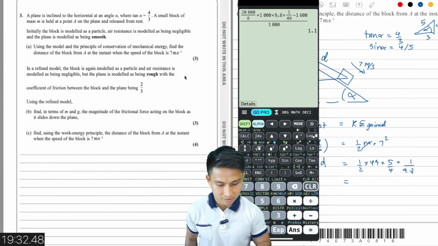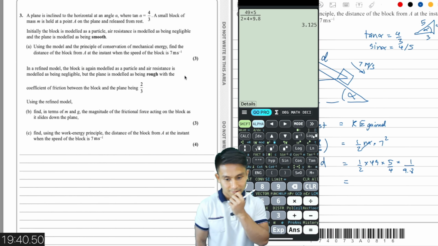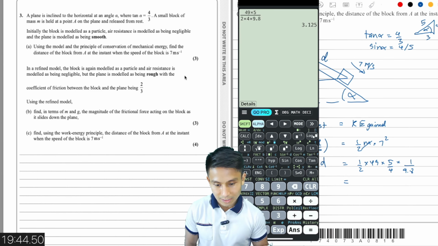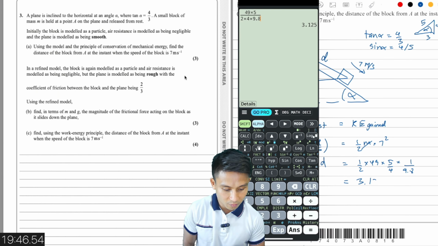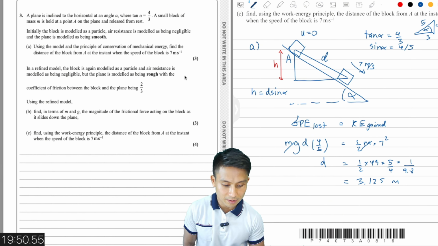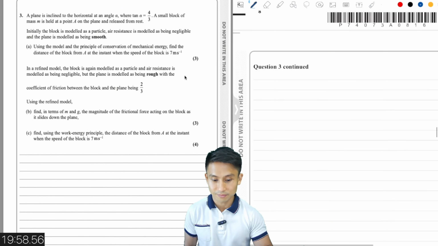And let's just get a calculator there. So 49 times 5 divided by 2 times 4 times 9.8. Okay, let me check the calculator there. Yep, everything should be fine. So 3.125. So I'm just going to put 3.13 meters then, rounded to 3 sig figs.